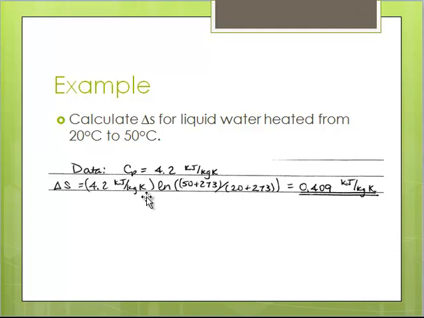Take that ratio, then take the logarithm, then multiply by 4.2, and we get a change in specific entropy of 0.409 kilojoules per kilogram Kelvin. Pay attention to the units. These are not energy units. Entropy units is energy over kelvins. So we're going to take a pause there, and we'll come back and look at ideal gases.